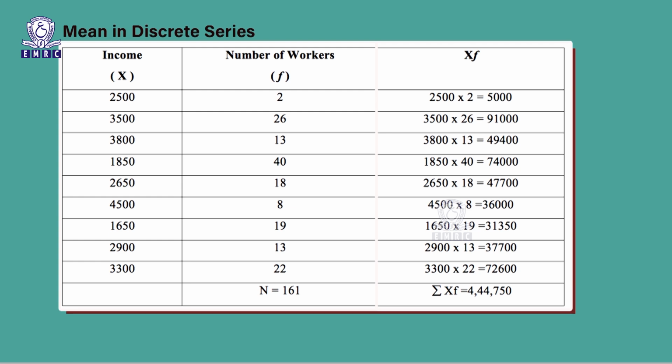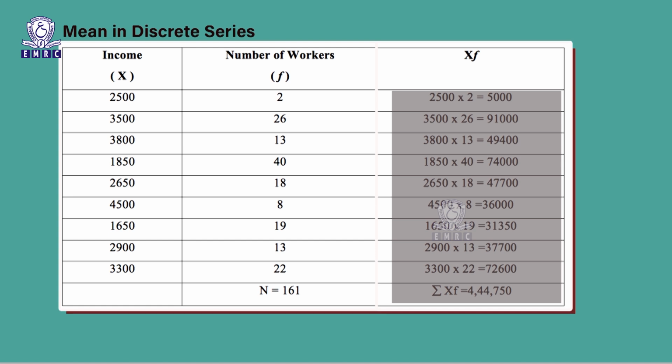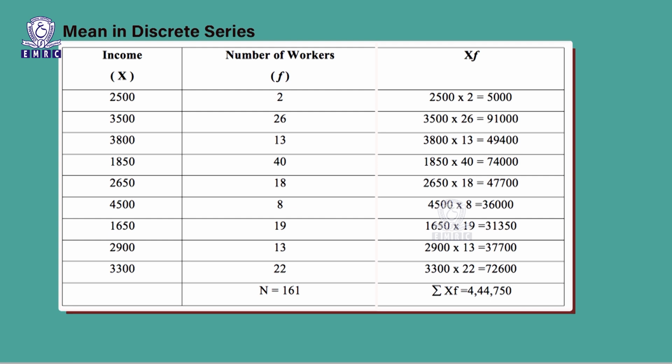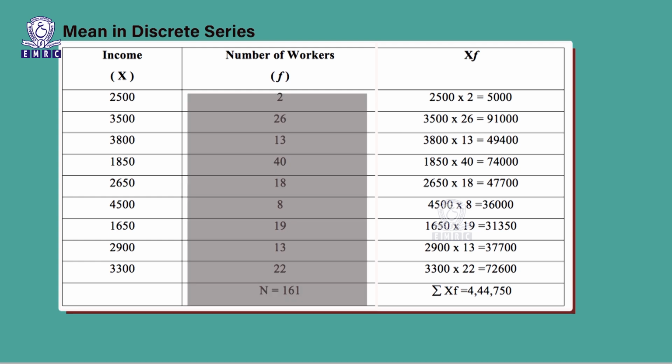So, we are going to get this value by adding all the XF values which are there in the table, which is equal to 4,44,750. So, we are going to get the capital N value by making the total of the workers, which is equal to 161. So, capital N is equal to 161.